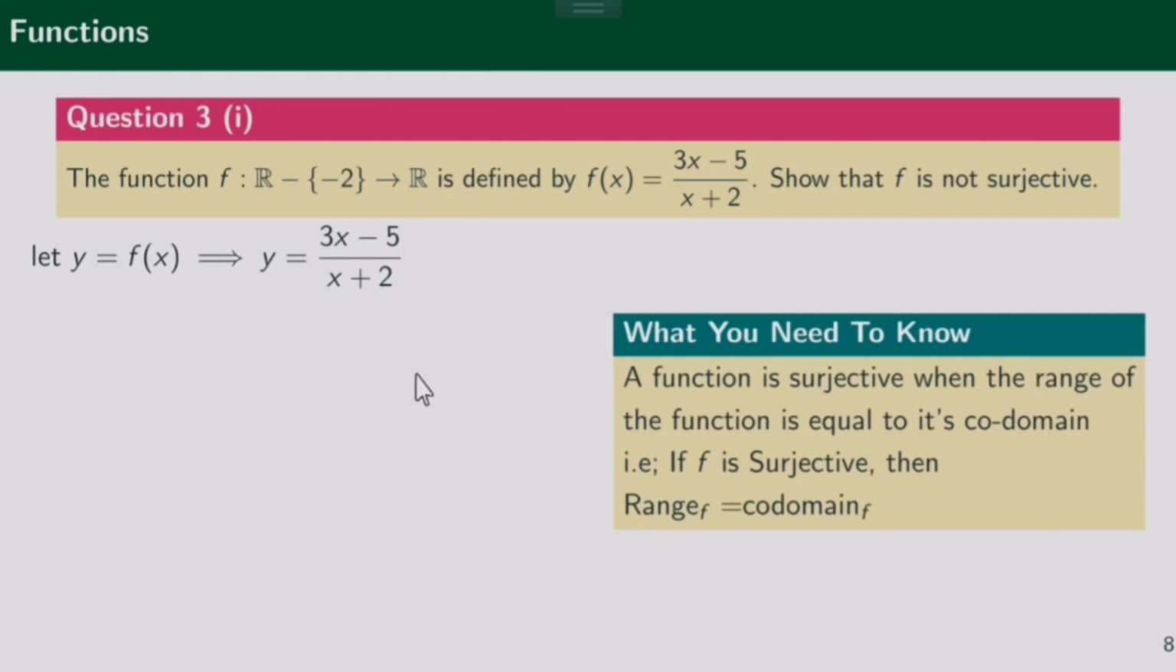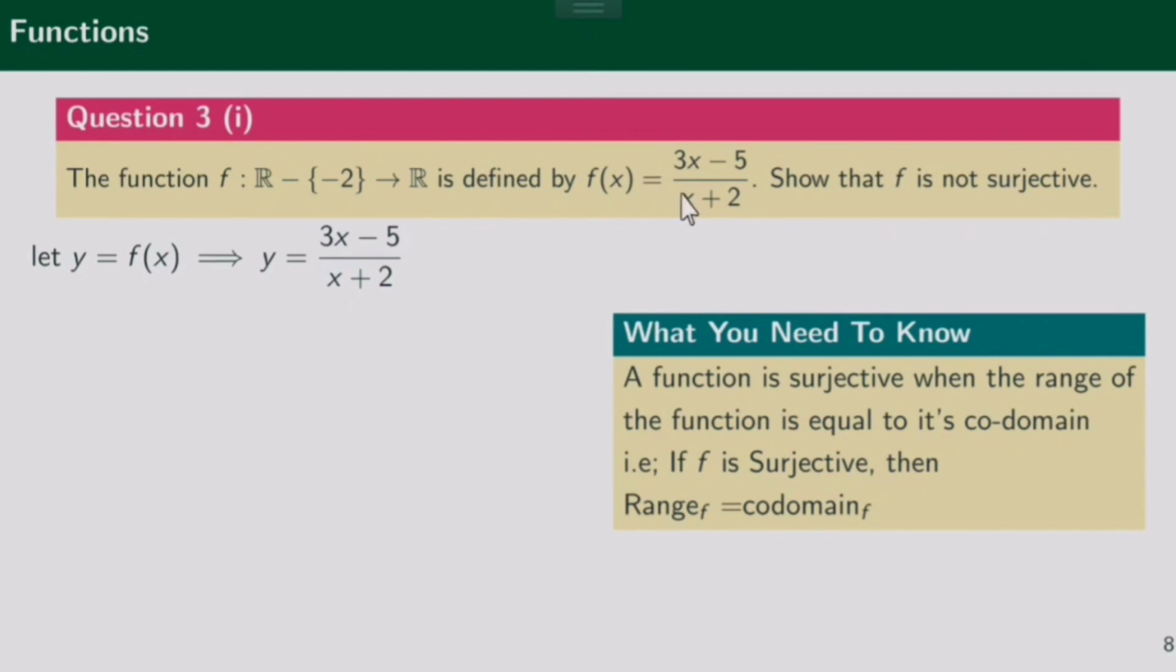Now, this is the function. What do you need to know? A function is surjective when the range of the function is equal to its codomain. That is, if f is surjective, then the range of f is equal to the codomain of f. So in this case, since we are asked to show that f is not surjective, we are required to show that the range of f will not be equal to the codomain of f.